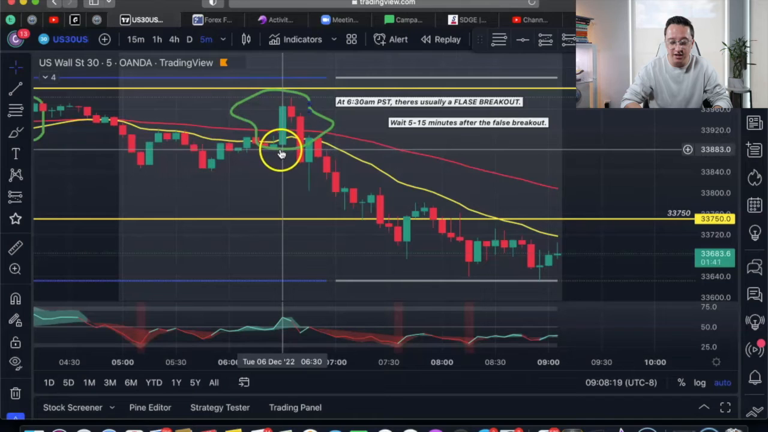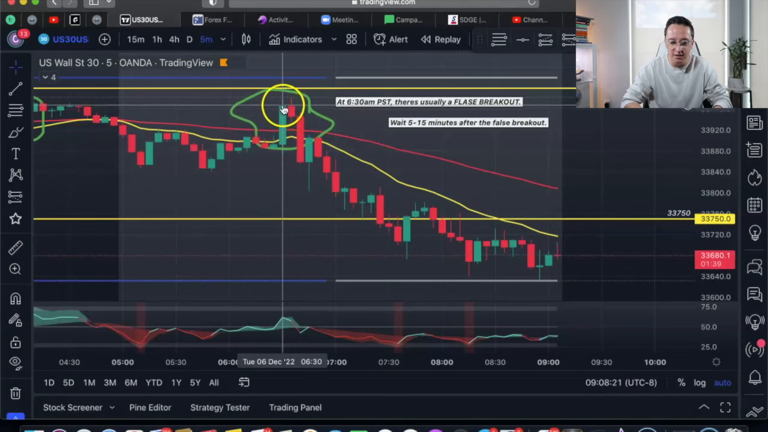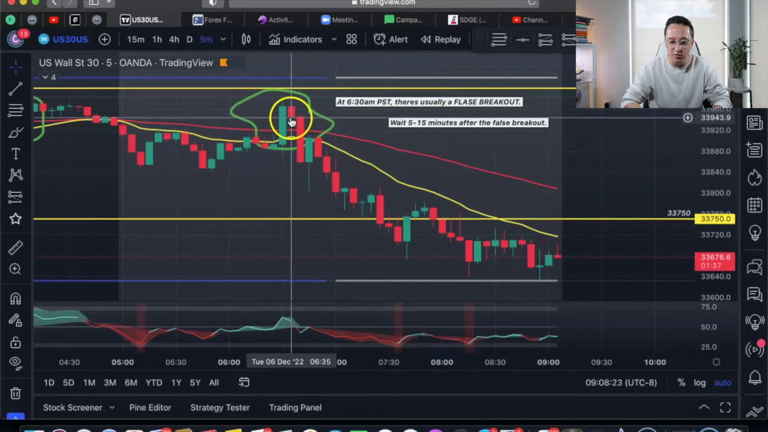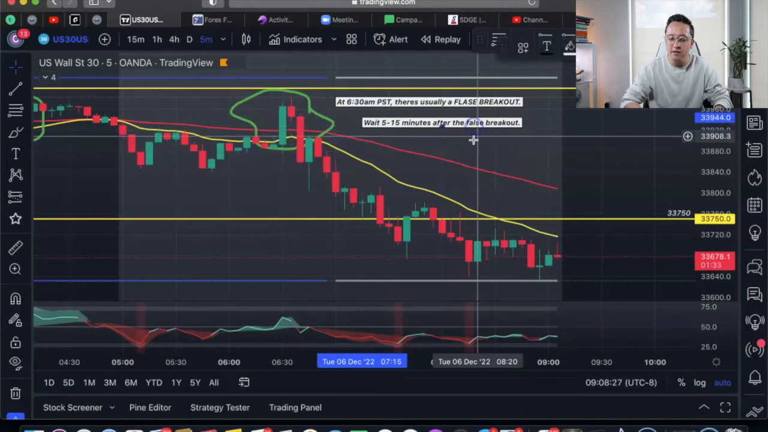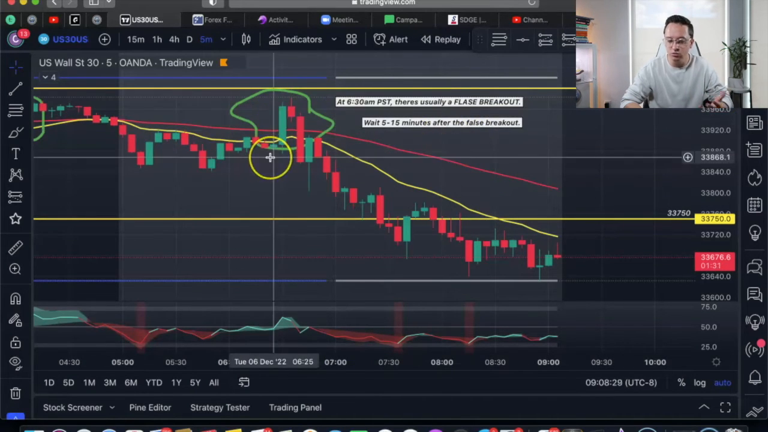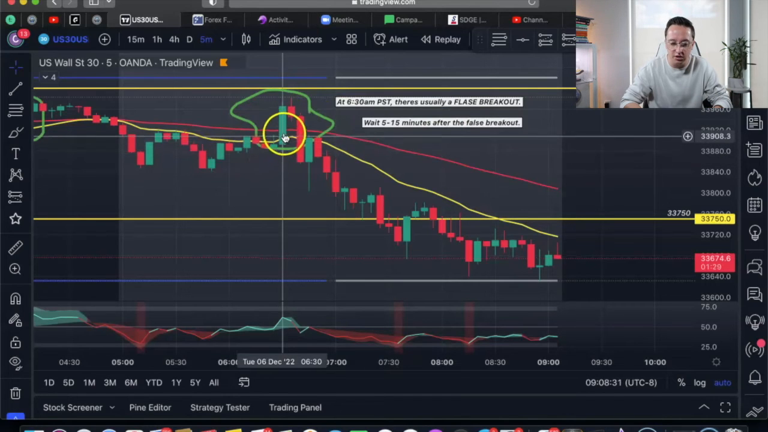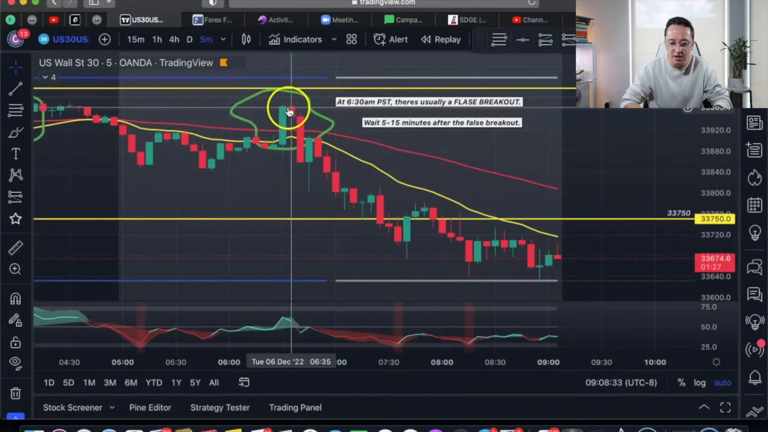Notice right here, 6:30 to 6:35, it pushes up. And then at 6:30 to 6:45, it pushes down. And this is why I tell you guys, wait 5 to 10 minutes, because if you do trade on the 5-minute chart, you could have seen the false breakout right here push up. Then you could have seen this candle at 6:40 close, which is a spinning top or reversal candle.